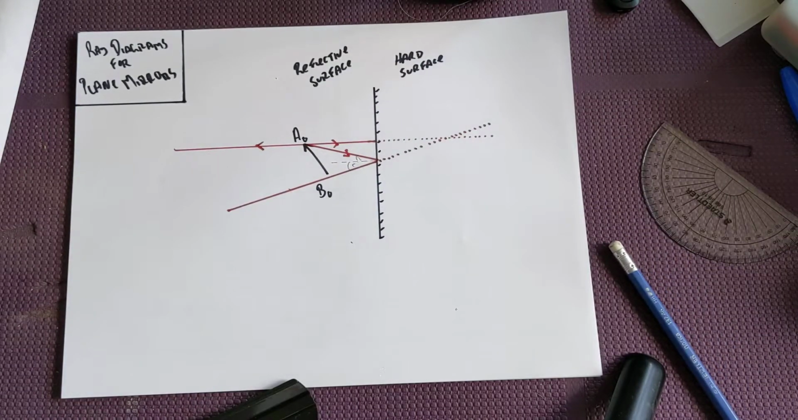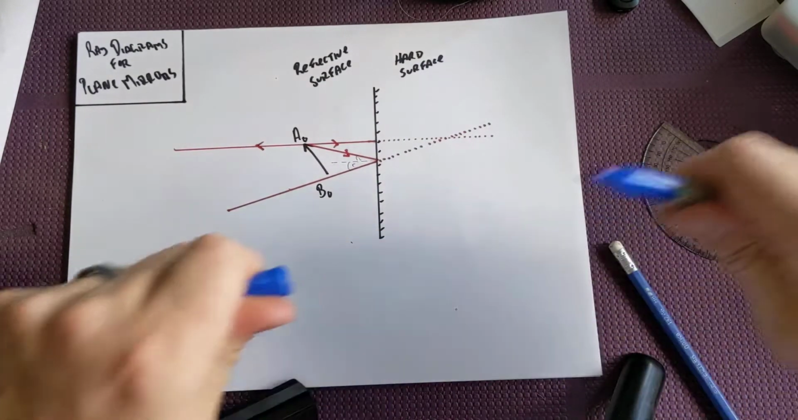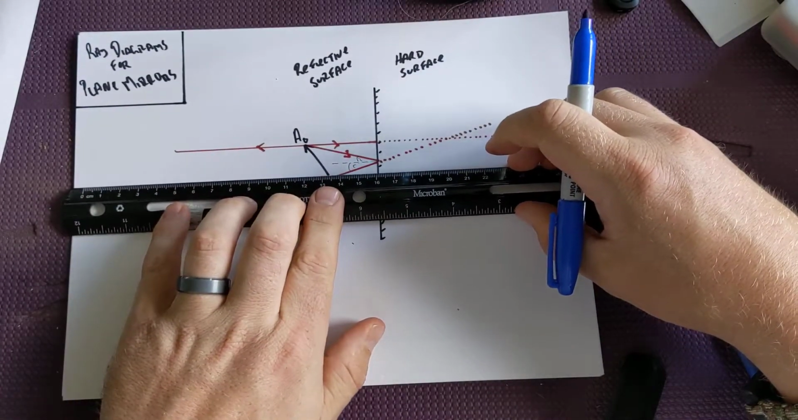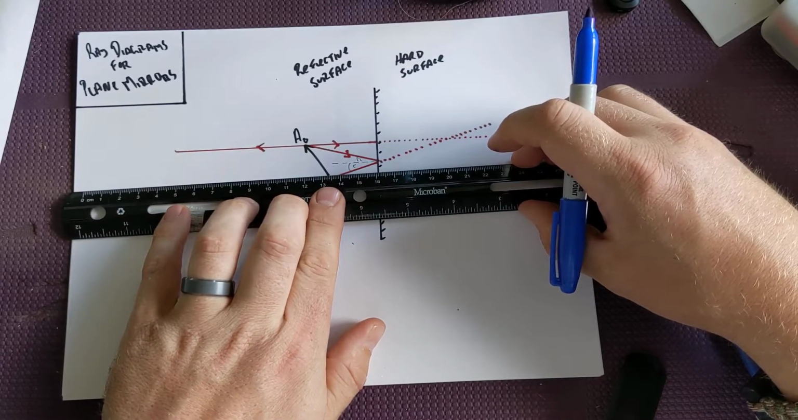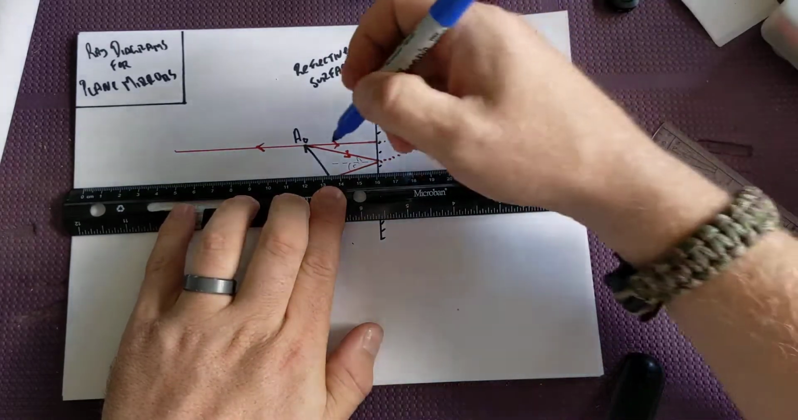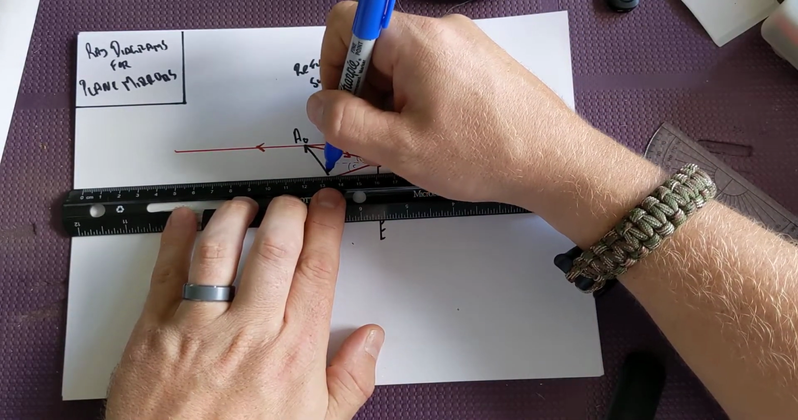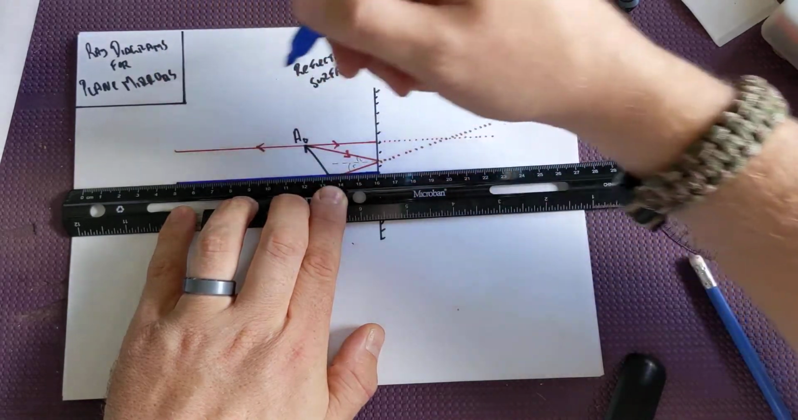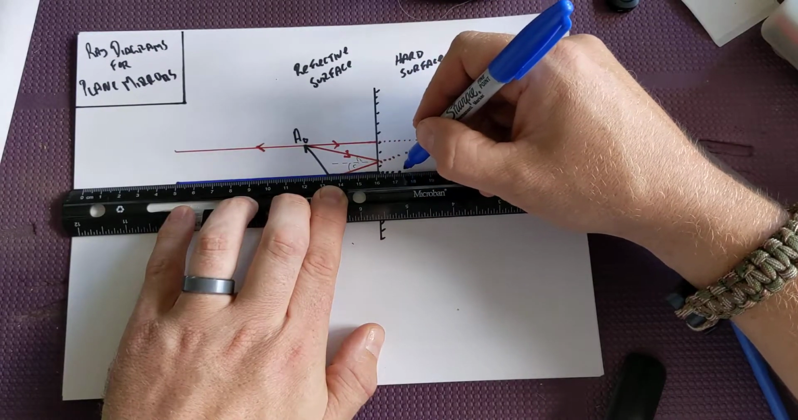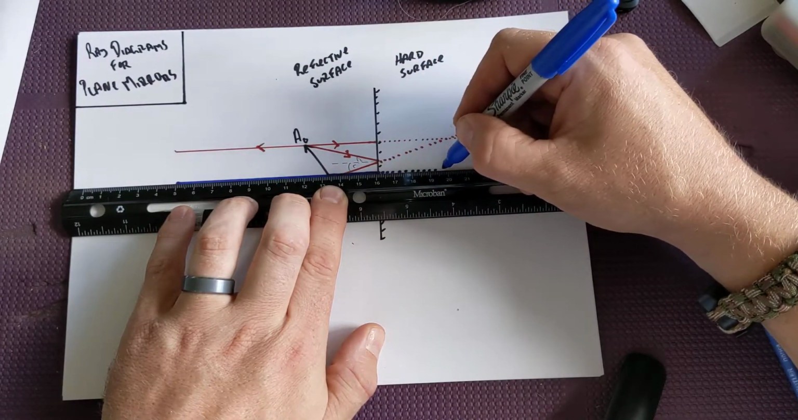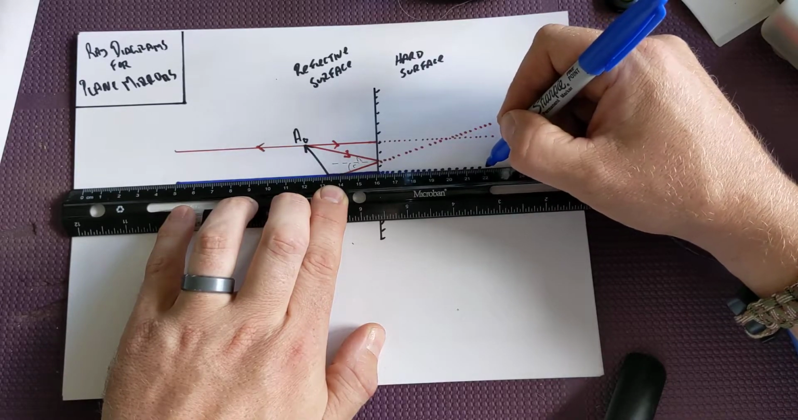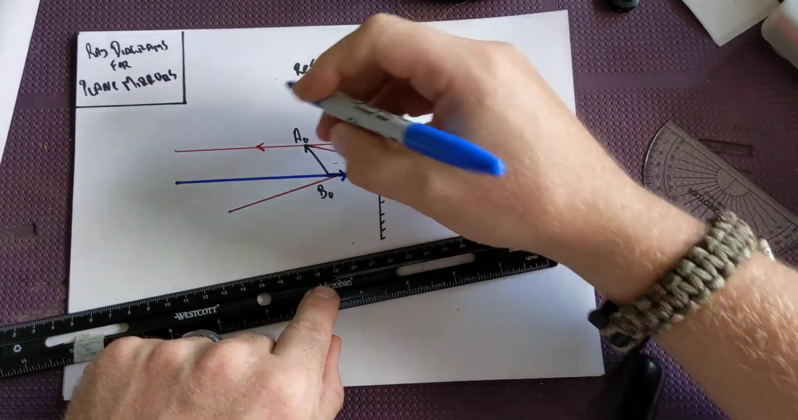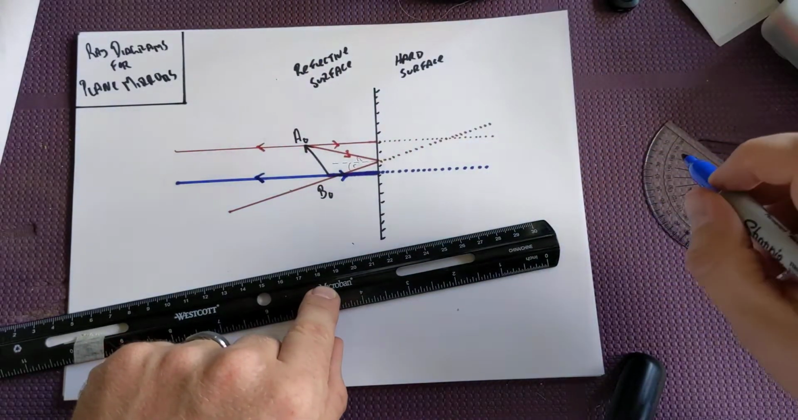Then I'll take another colored marker. We're going to use a blue just to help with the visualization of it all. It's going to go from point B of the object. As I said, the light comes off point B, bounces off the mirror, and reflects straight backwards. Then we're going to extend the reflection back. It comes off point B and bounces straight back.